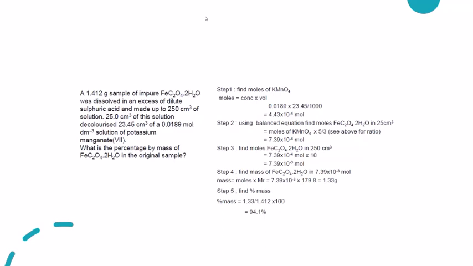So another example, 1.41 grams of a sample of iron(II) ethanedioate, hydrated, dissolved in excess dilute sulfuric acid, made up to 250 cm³. So first what we did, we made a solution of 250 cm³.